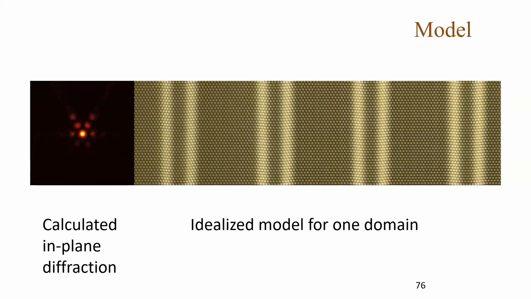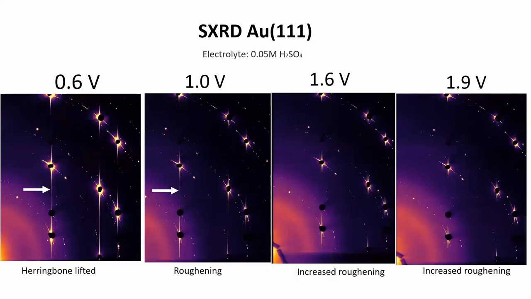So this is at low potentials, but then, okay, what's going on at higher potentials? Okay, 0.6 volts, right? So we are approaching something. Then we lift the herringbone, it disappears. We still have a crystal truncation rod, but as we increase the potential, the only thing we see is maybe an increased diffuse background, but the crystal truncation rod has disappeared. So this doesn't help us very much.